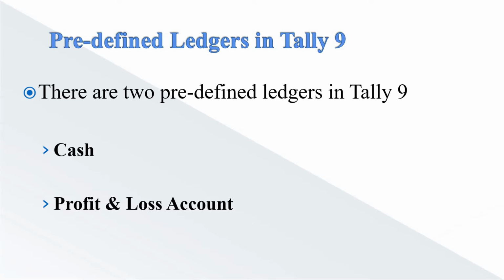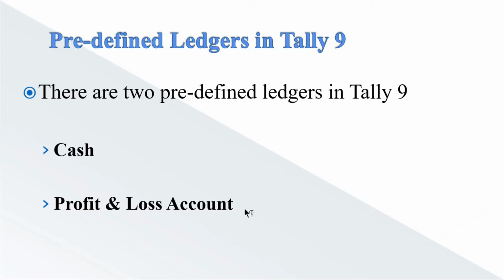The cash ledger is grouped under the group that is cash in hand. We can enter the opening balance as on the day the books begin. This ledger can be altered, means we can alter this one, and even in the same way we can also delete this particular predefined ledger.